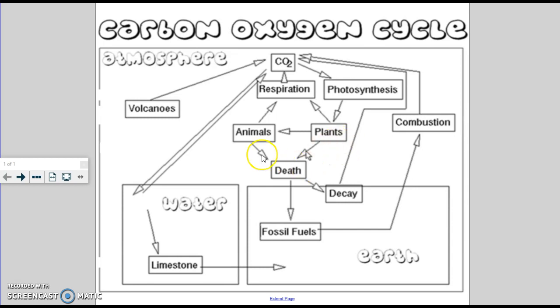Animals, once they die and they start to decay, can eventually release that carbon dioxide back into the atmosphere by processes through decomposers, or with animal death over thousands to millions of years, we're going to see fossil fuels in the form of oil. And once we burn those fossil fuels, we're going to release a lot of carbon dioxide into the atmosphere. Limestone also can store carbon, which then can be released back into soil.